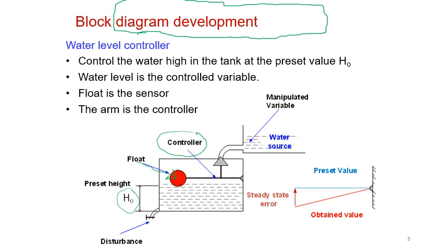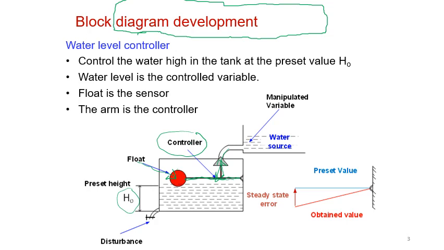Controller is the valve with the arm, both. So if I know these things, I can somehow build the block diagram. The water coming in, we call it the manipulated variable. It's the variable which is going to change the output.